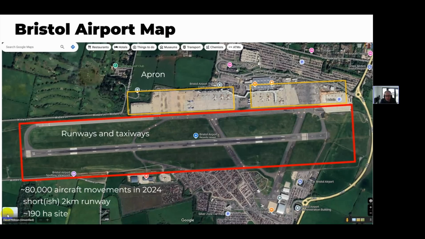The main runway runs east-west pretty much, and then the taxiways are to the north of the runway, so that's over here. And then we've got these two areas here, which are what we call the aprons. Those of you not involved in airports will say that's where the planes park.